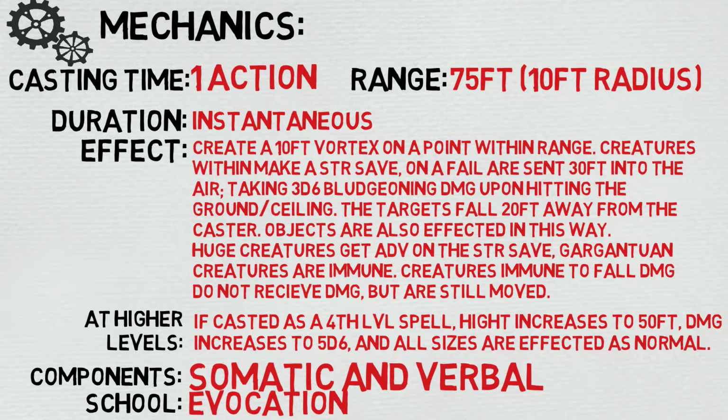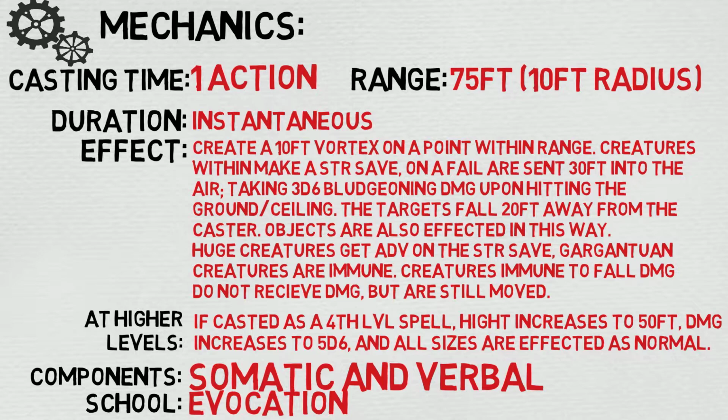If they fail, they are sent 30 feet into the air, taking 3d6 bludgeoning damage upon hitting the ground, ceiling, or any other obstacle that might be in their way. Targets fall 20 feet away from the caster. Objects are also affected in this way. Huge creatures get an advantage on the strength save. Gargantuan creatures are immune to the spell entirely.